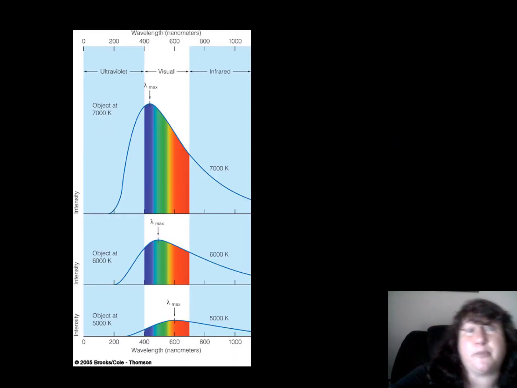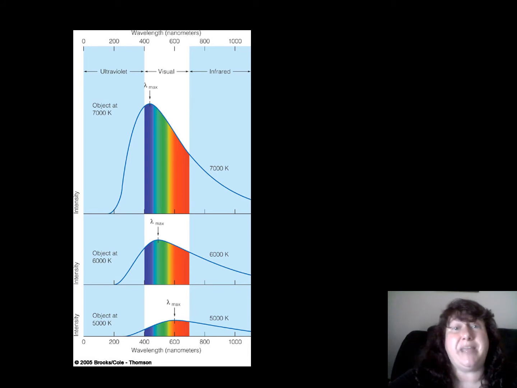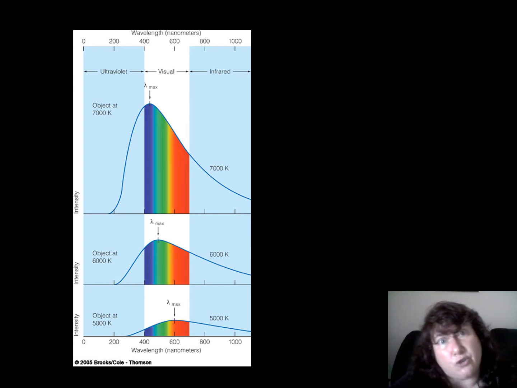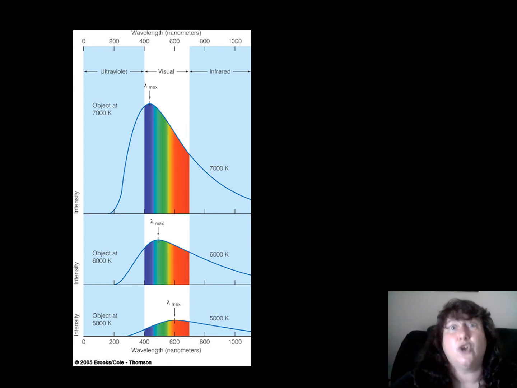Okay, so here are three curves. Notice that if it peaks in the blue, it's going to be very hot. And notice the bottom curve peaks in the red. Notice it's going to be cooler. So the more shifted the curve is to the blue end of the spectrum, the hotter the object is. The more it's shifted to the red end of the spectrum, the cooler it is. Please make sure you study this graph and you understand how the black body curves work.